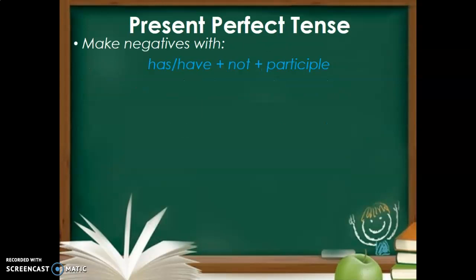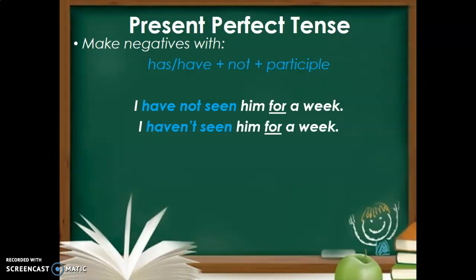Alright, let's move on. How do we make negative? We make negative with has or have plus not plus participle form. For example, I have not seen him for a week. I have not seen, which is the participle here, right? We have, not, and the participle form of the verb see. Him for a week. Here is another time phrase that we commonly use for present perfect tense, right? For a week. We'll usually use for. That can also be like a context clue for you to identify the tense, right? Contraction form. I haven't seen him for a week.